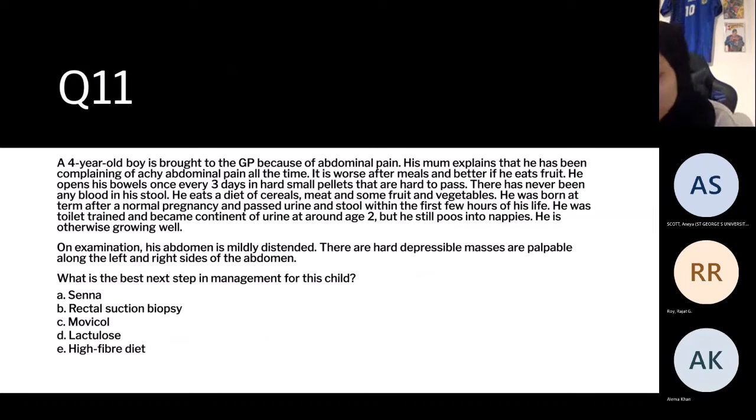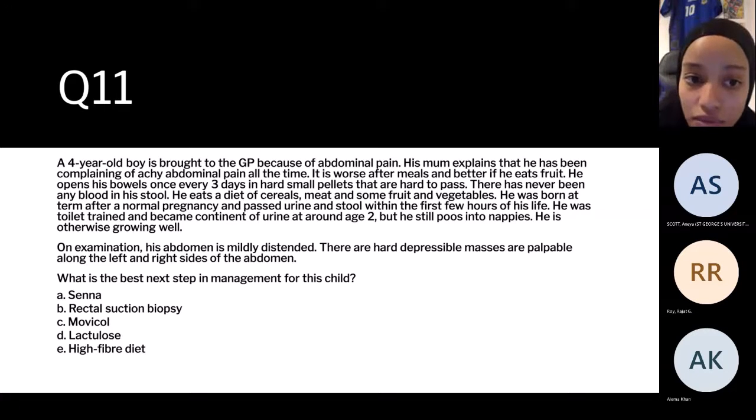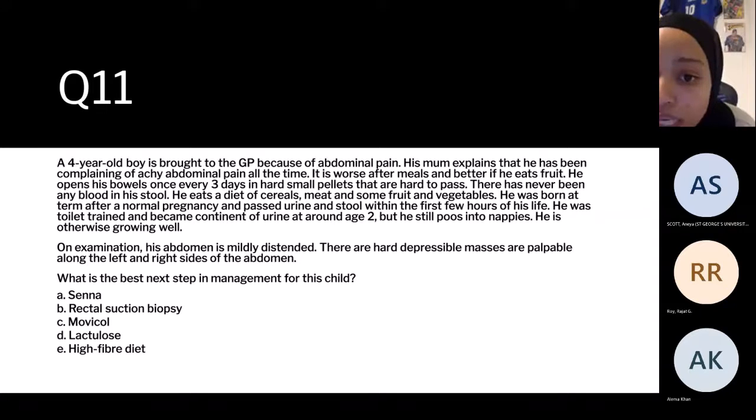So we'll move on to question 11. I'll open the poll. So a 4-year-old boy is brought to the GP because of abdominal pain. His mother explains that he has been complaining of achy abdominal pain all the time. It's worst after meals, and it's better if he eats fruit. He opens his bowel once every 3 days in hard, small pellets that are hard to pass. He's never had any blood in his stools. He eats a diet of cereals, meat, and some fruit and vegetables.